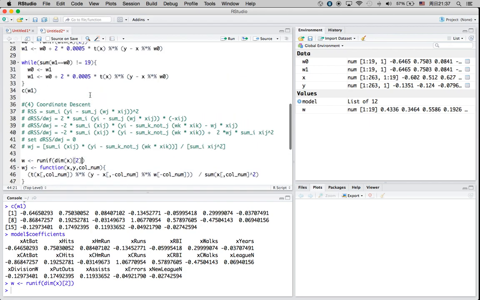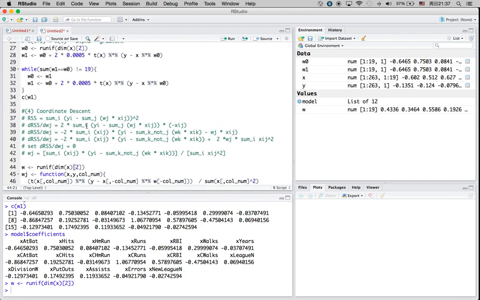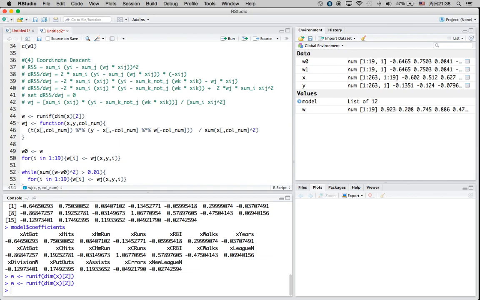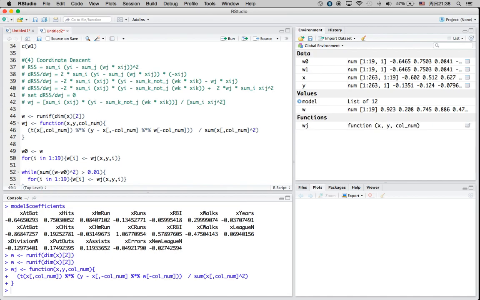But the basic concept for coordinate descent is that we update one coefficient at a time instead of updating all 19 coefficients at a time. So here, we started with initialized coefficients, and then this is the function. I create a function that updates one coefficient at a time.